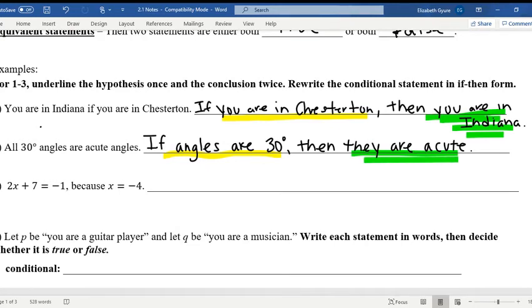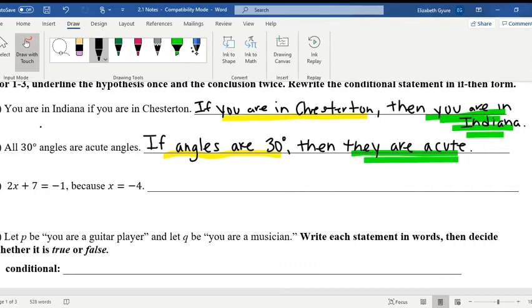And then last one, 2x plus 7 equals -1 because x equals -4. This is an equation, and with an equation, think about what you start with. When you're solving an equation, you start with the equation itself. You don't start with the answer.